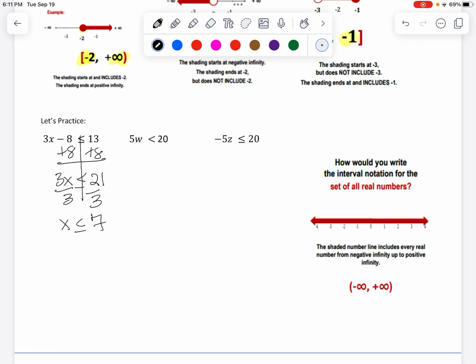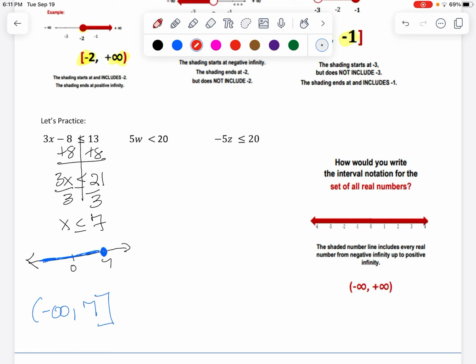Okay. So the next thing we're going to do is draw a number line. Here's a number line. I'm going to identify 0, identify 7. It's less than or equal to, so that means it's closed. And because we want all values that are less, we're going to go to the left. So when I write my interval notation, that's going to be negative infinity to 7. And because I can include it and it's closed, it's going to be a bracket.